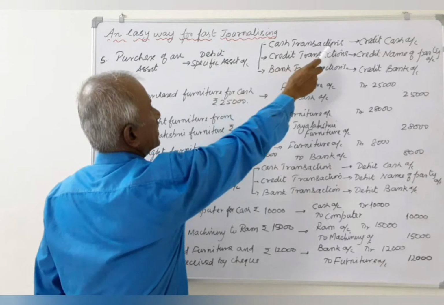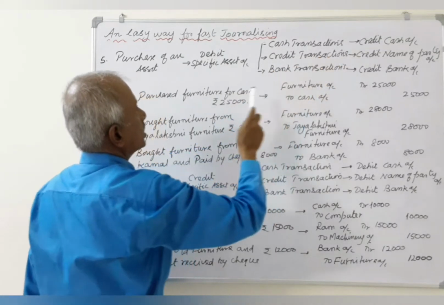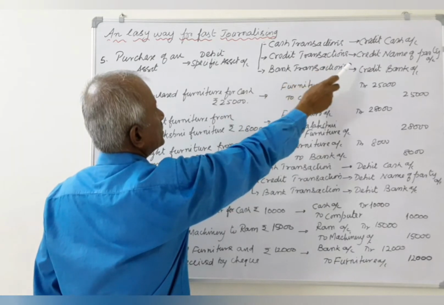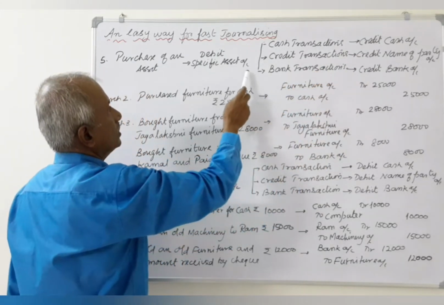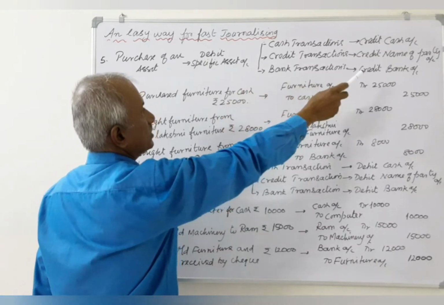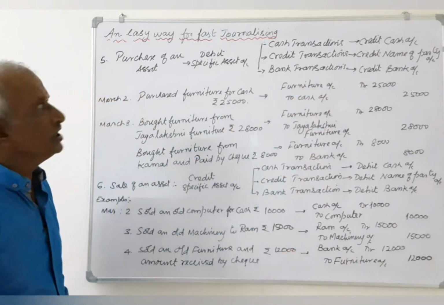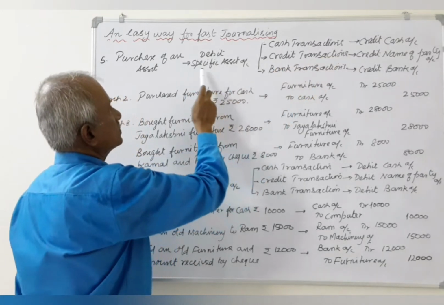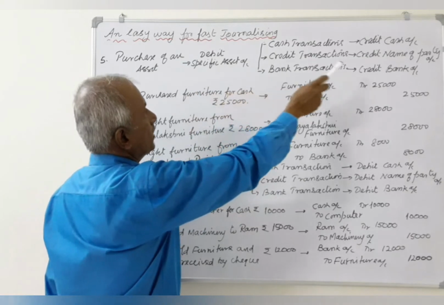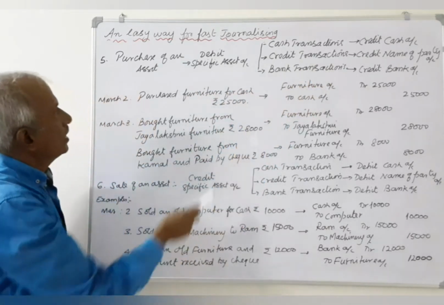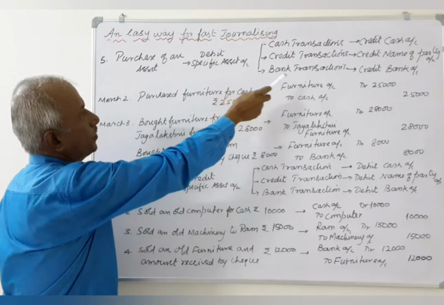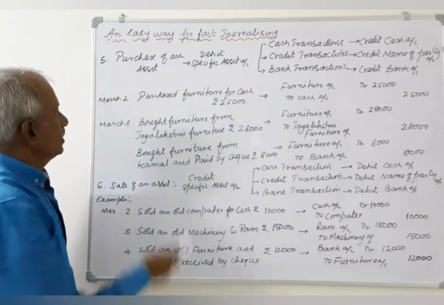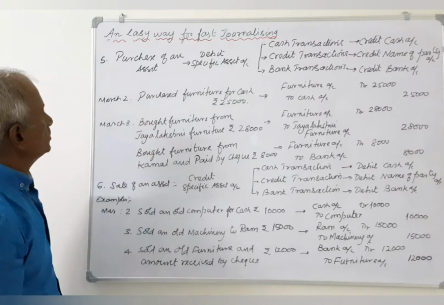If it is a cash transaction, credit cash account. If it is a credit transaction, credit name of the party account. If it is a bank transaction, credit bank account. So the journals are specific asset account debtor to cash for cash transactions, specific asset account debtor to name of the party for credit transactions, specific asset account debtor to bank for bank transactions. Now let us see some of the examples.